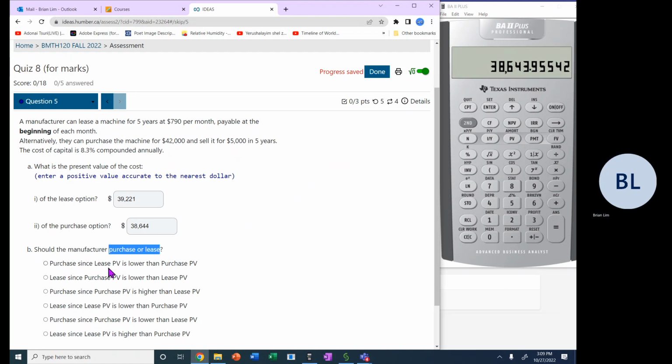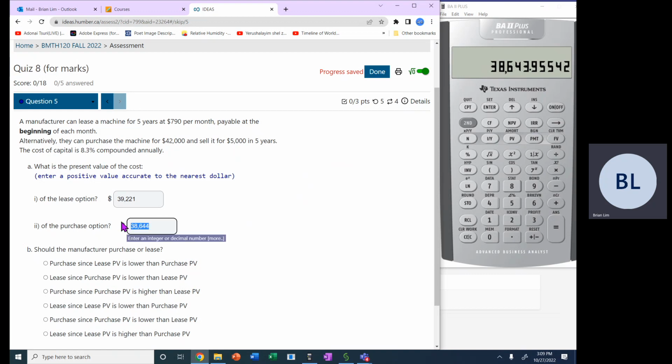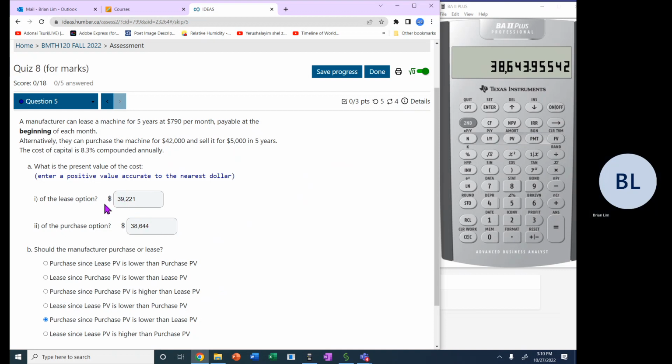Purchase, since the lease present value is lower than the purchase present value. Well, that is not true. If the lease is lower, you will not purchase. Okay, lease, since the purchase present value is lower than the lease present value. Now, if the purchase present value is lower than the lease present value, why would you lease? You will purchase. No, sorry, that is not correct either. You would lease, since the lease present value is lower than the purchase present value. That is not correct. Purchase, since the purchase present value is lower than the lease value. That is the correct choice.